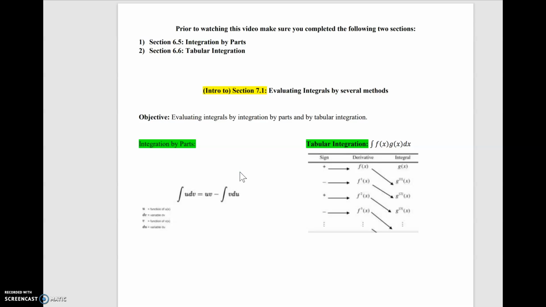So we've already seen section 6.5, which is integration by parts. We've also seen 6.6, which is tabular integration. And the main objective of 7.1 is to evaluate integrals using several methods. Now, not every method is going to work with an integral, but for specific integrals you can actually use different methods to solve. And this may create a little bit of a discrepancy in the solutions. Our constants may not entirely match exactly on every single problem.